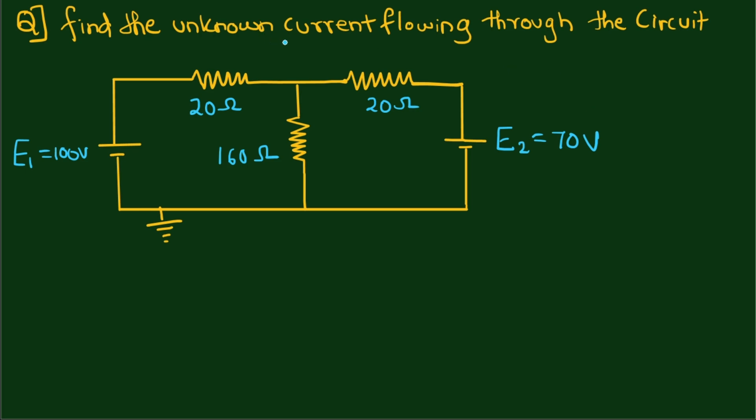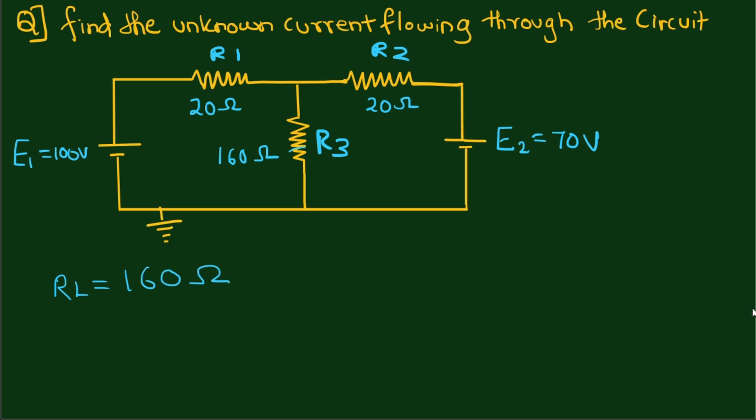Now we have to find the unknown current flowing through the circuit. Here we have two voltage sources, E1 and E2, where E1 is 100 volts and E2 is 70 volts. We have three resistors, let's call them R1, R2 and R3. First we have to select a load resistance. Here I am selecting 160 ohms as my load resistance. RL is 160 ohms.